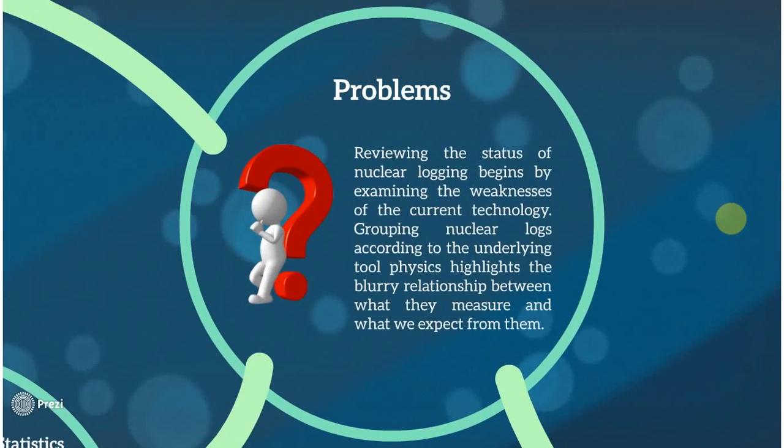And let's talk about problems of nuclear logs. Reviewing the status of nuclear logging begins by examining the weakness of the current technology. They have only two problems. First problem, because a nuclear tool averages over a shallow or bulk volume, the borehole can represent a major part of the tool's response. And second problem, even if all borehole effects can be removed, the fact remains that nuclear tools do not respond directly to petrophysical parameters.